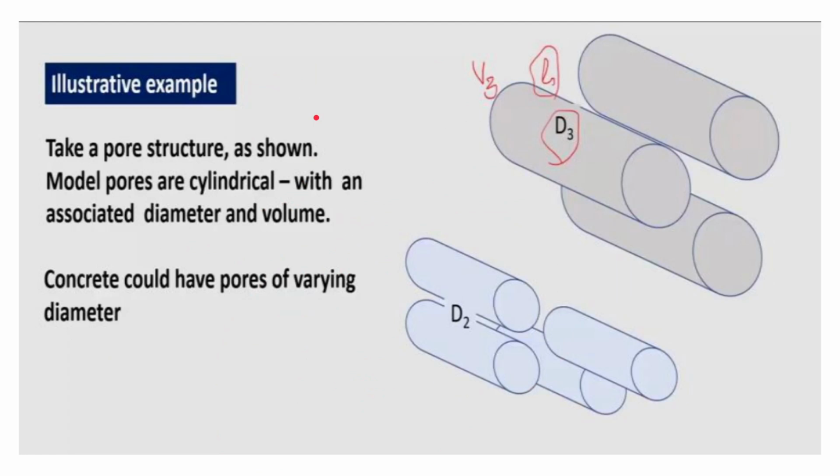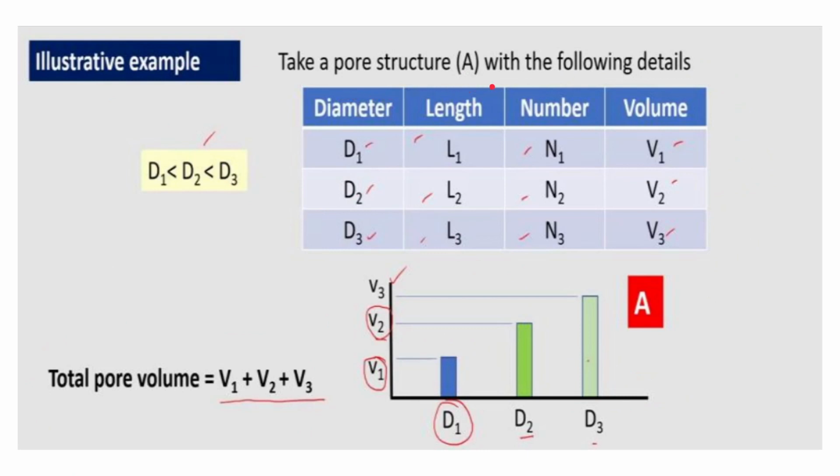Now let us go through how to characterize the pores and find how to analyze the pore size. Let us take this illustrative example, a pore structure as shown here. Model pores, which are cylindrical, have an associated diameter and volume. Concrete should have pores of varying diameter and size. So let us assume that there is a pore structure A, which has three types of pores, having diameters D1, D2, D3, lengths L1, L2, L3, numbers N1, N2, N3, and volumes V1, V2, V3.